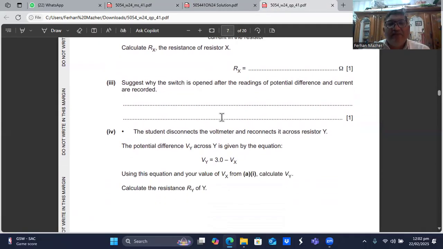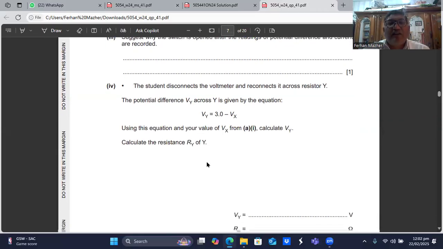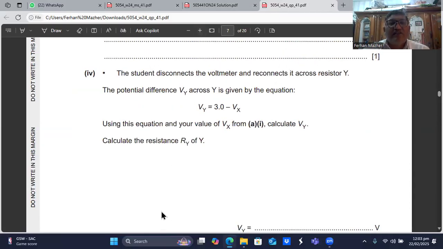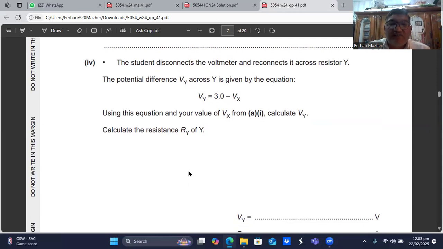Okay, then we have question number 2, fourth part. It says the student disconnects the voltmeter and reconnects it across the resistor Y. The potential difference Vy across Y is given by the equation Vy is equal to 3, which is the EMF, the voltage of the battery, minus the voltage drop across X. We have just calculated the voltage drop across the resistor X. Using this equation and your value of Vx from the first part, calculate Vy and calculate the resistance Ry of the resistor Y.